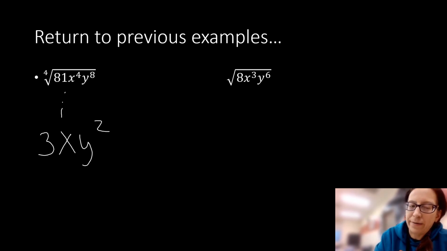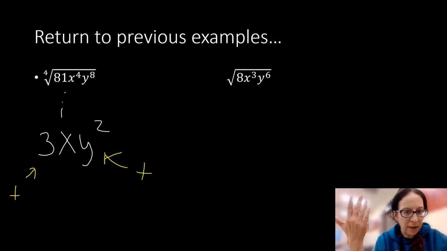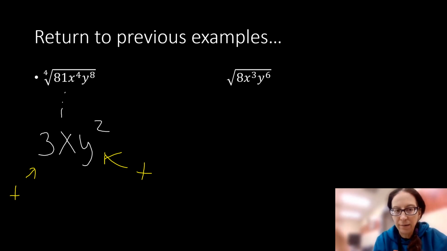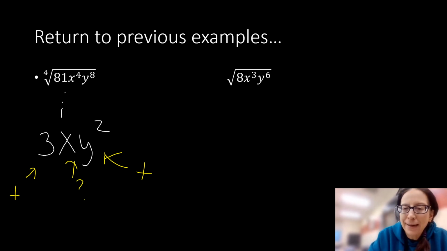Now let's take a closer look at this. The 3 I know is positive. Good. Y squared has to be positive. Think about that for a second. Y squared has to be positive because you take anything squared, or at least it's not going to be negative. This though, we don't know. X itself could be positive or negative, and we don't really know. So the x needs to have absolute values around it.